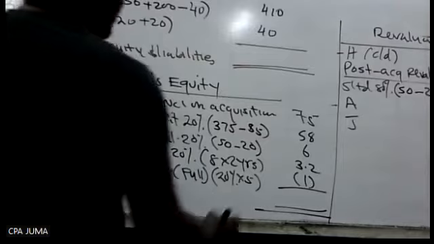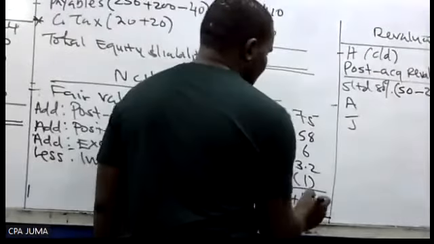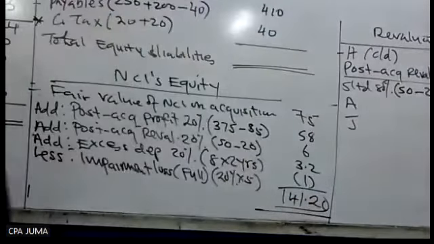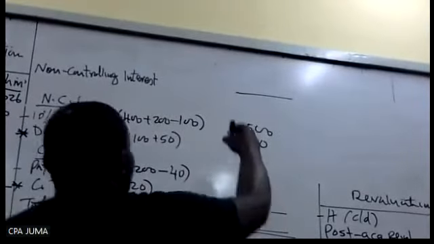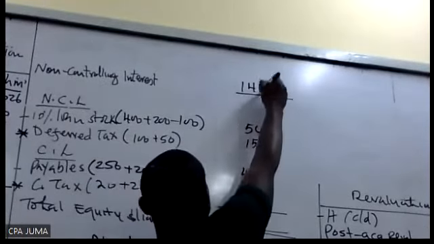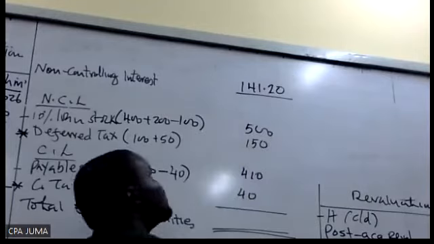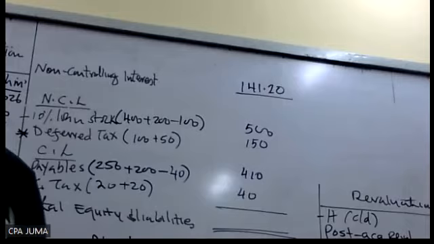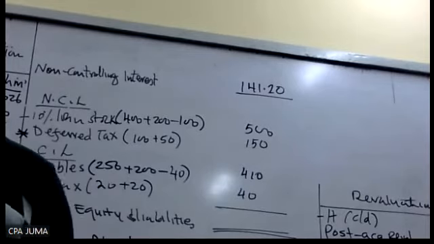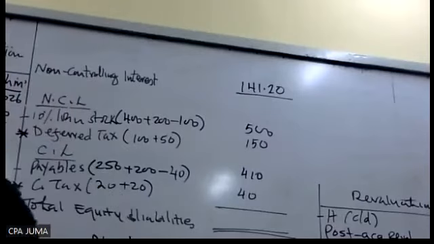141.20. Take that one to NCI. Take that one to NCI. 141.20. Kusha, can you use retained earnings as the balancing figure? Then we compute together to confirm. So kindly give me retained earnings as your balancing.